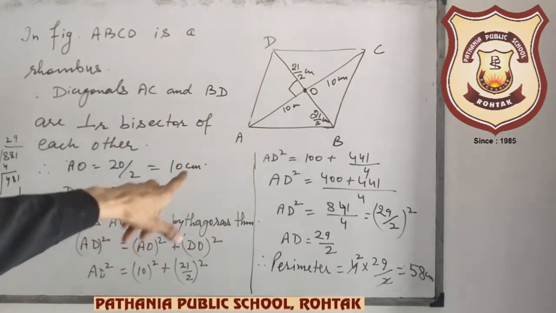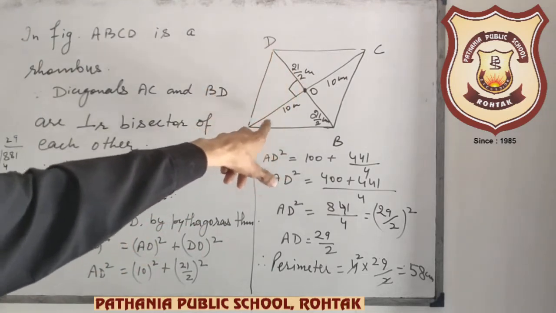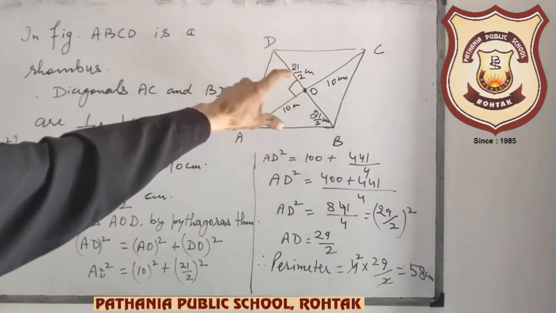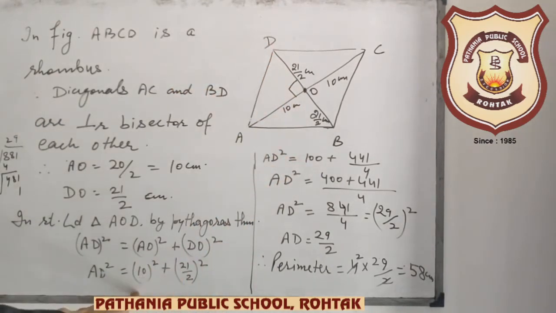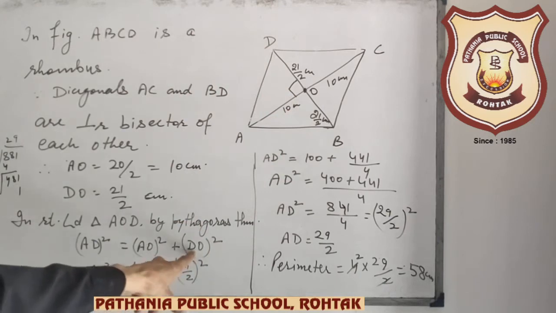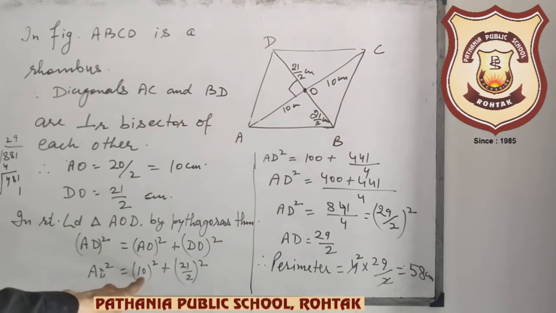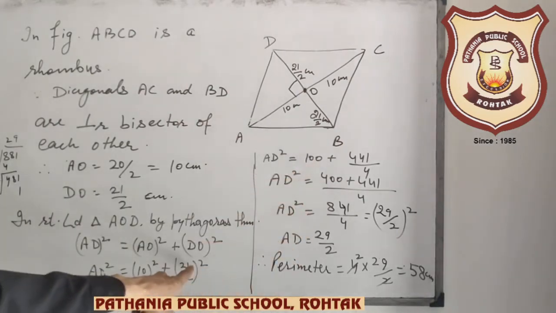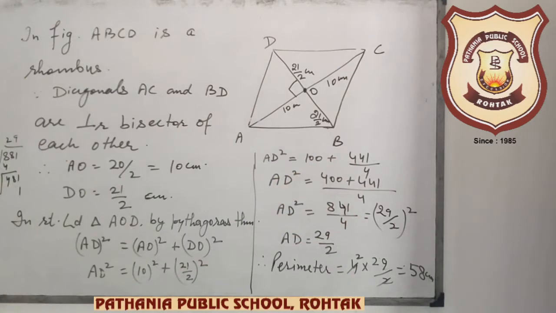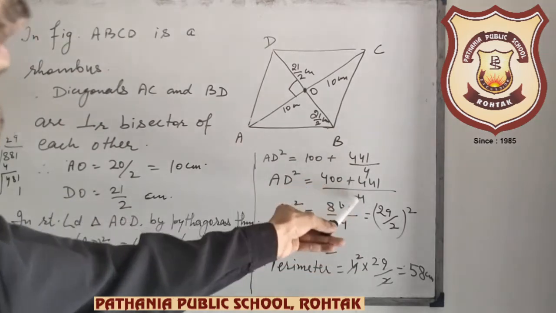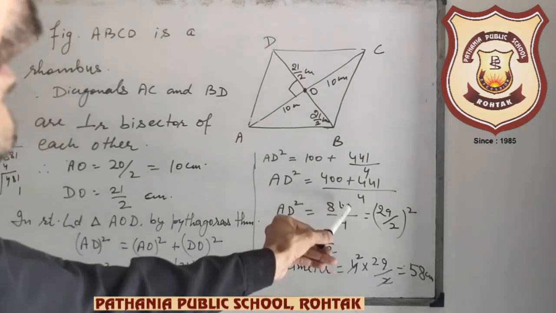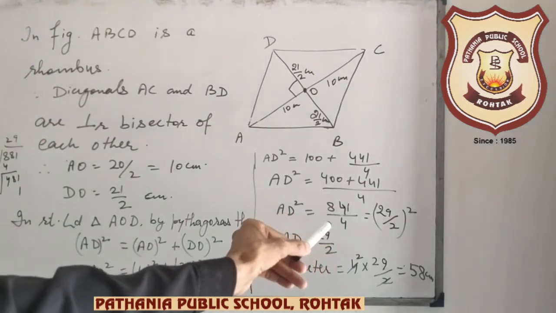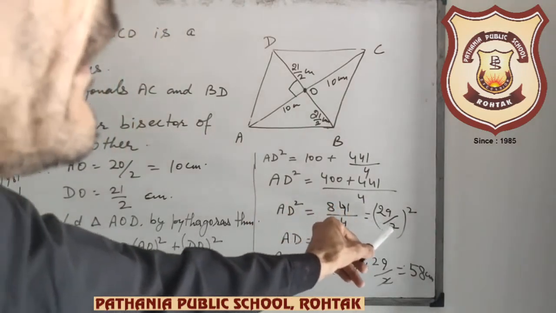So 21 by 2. Now applying Pythagoras theorem in this triangle AOD, it is a right angle triangle. So AD square is AO square plus DO square. Put the value of AO, it is 10, and DO is 21 by 2. So 10 square is 100 and 21 square is 441, 2 square is 4. Now take 4 as LCM. So 4 into 100, 400 plus 441, it is 841 by 4. And 841 is the square of 29 and 4 is the square of 2.